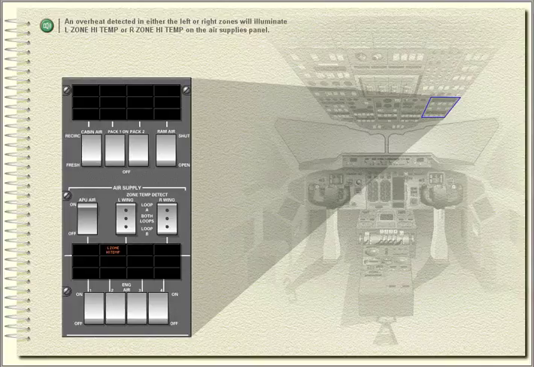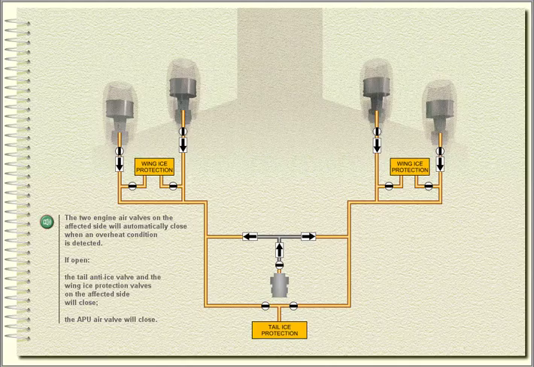An overheat detected in either the left or right zones will illuminate left zone high temp or right zone high temp on the air supplies panel. The two engine air valves on the affected side will automatically close when an overheat condition is detected. If open, the tail anti-ice valve and the wing ice protection valves on the affected side will close. The APU air valve will close.